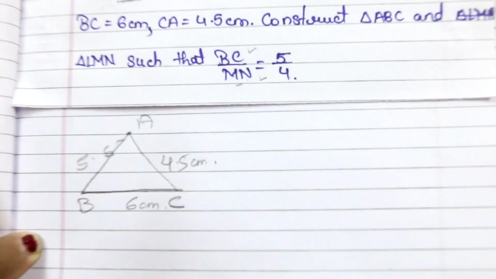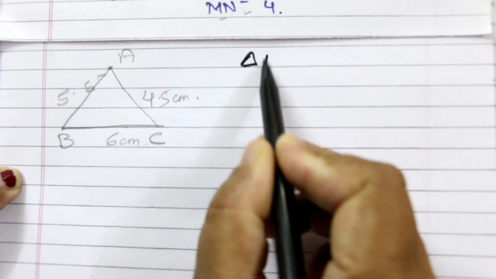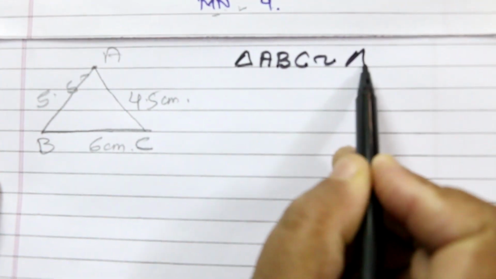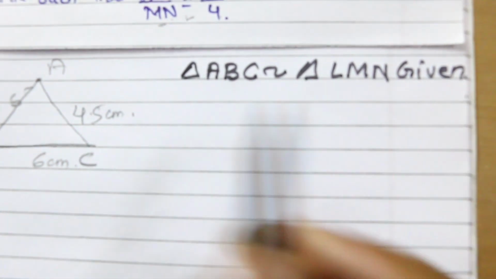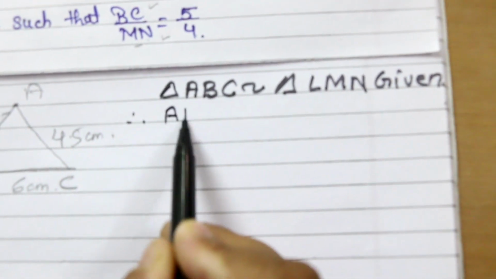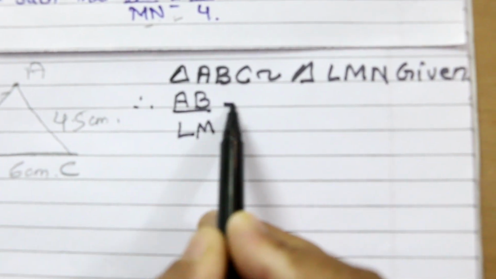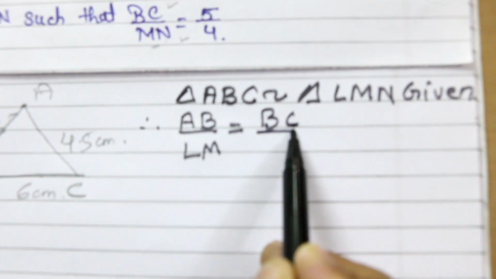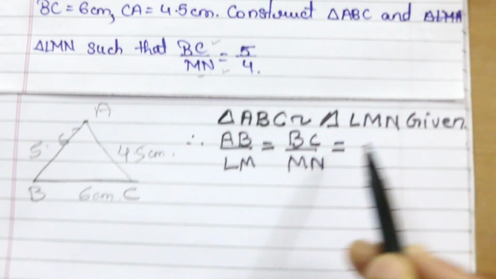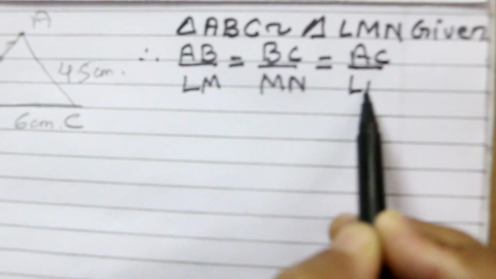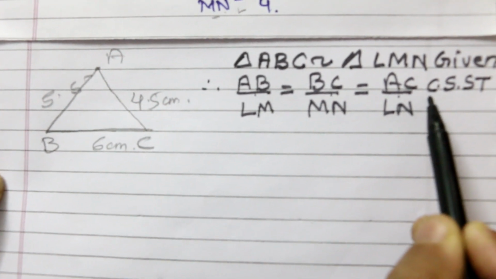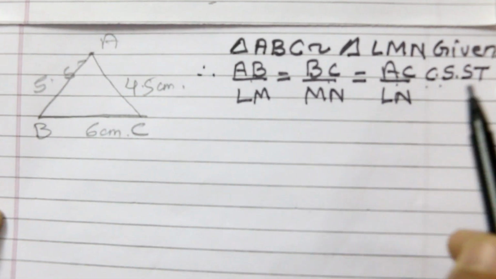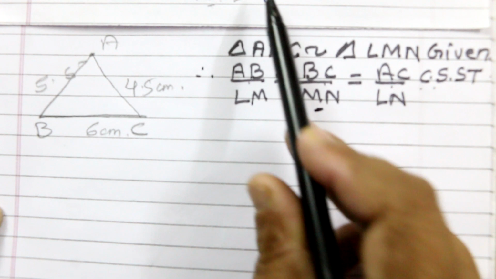So let us start. Triangle ABC is given similar to triangle LMN. It is given, so write given. And therefore we can write AB upon LM is equal to BC upon MN equal to AC upon LN. These are corresponding sides of similar triangles. These ratios are equal because they are corresponding sides of similar triangles. BC upon MN is given 5/4.